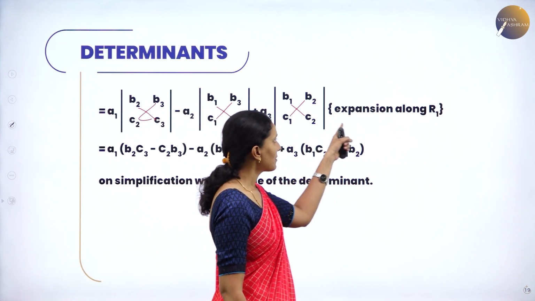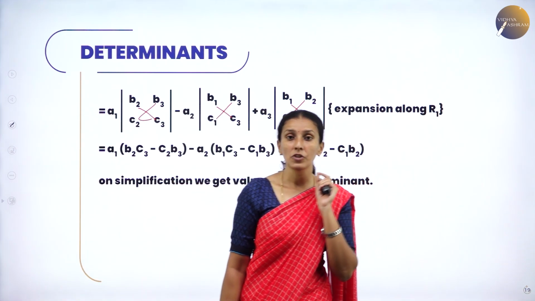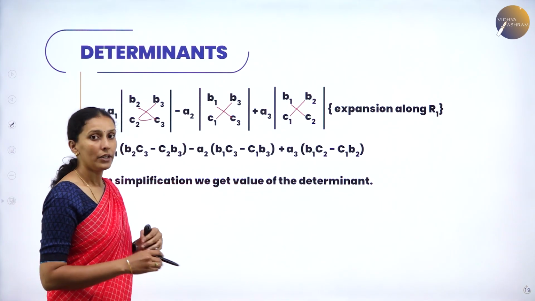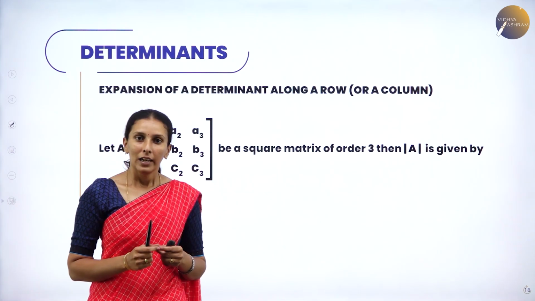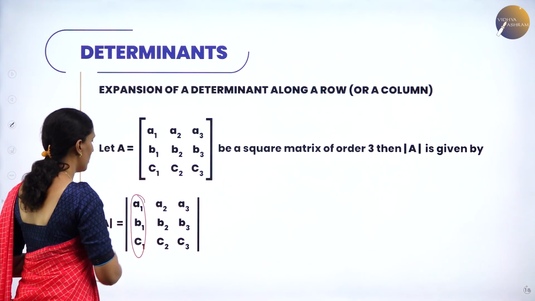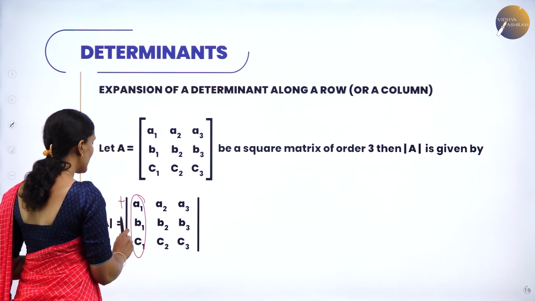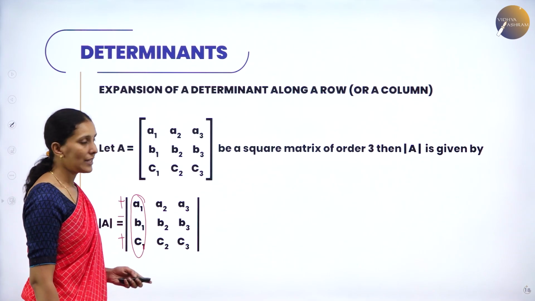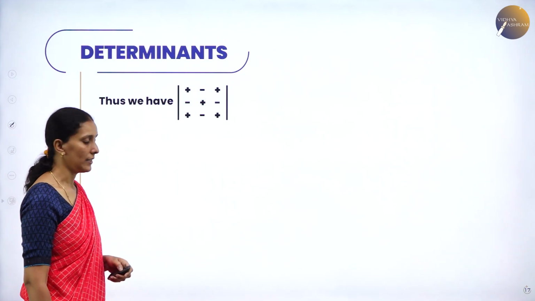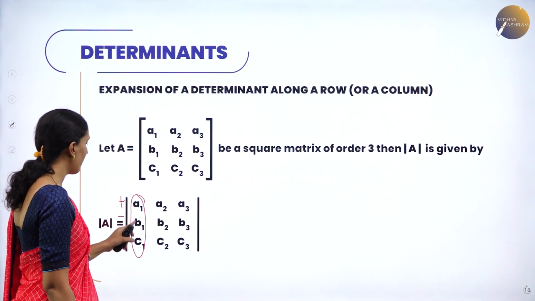Now here the expansion is along R1, that means row 1. We can also expand the given determinant using other rows. Let us expand using any one column here. Let me take this one. What is the sign convention here? Plus, minus, plus. You can see that for the first column we have plus, minus, plus. Let us expand this using A1, B1, C1.